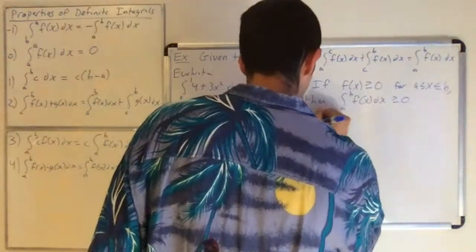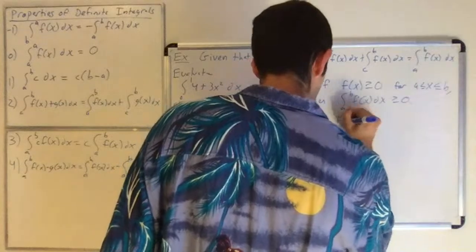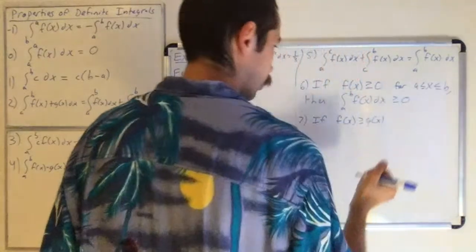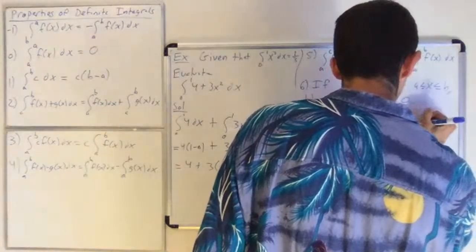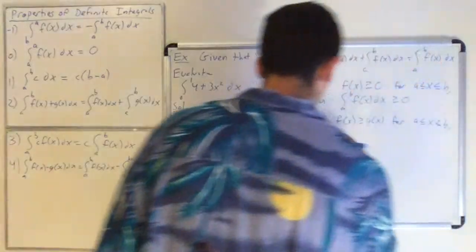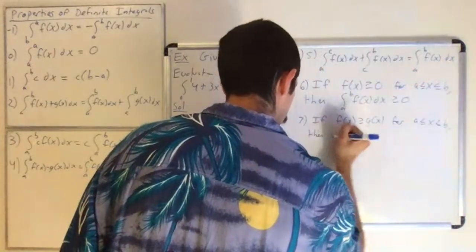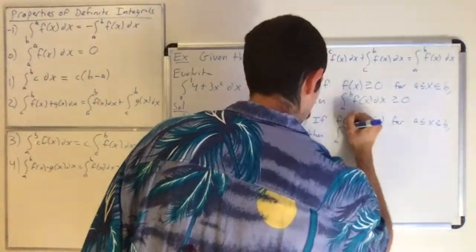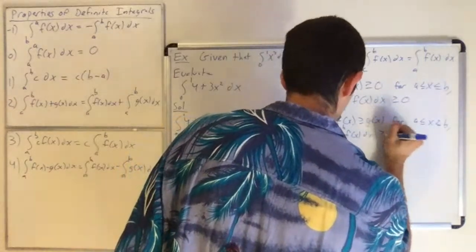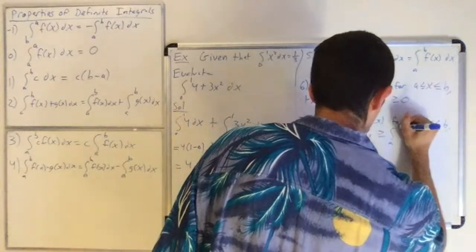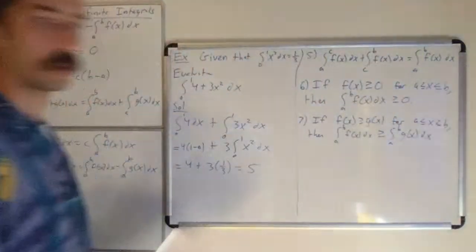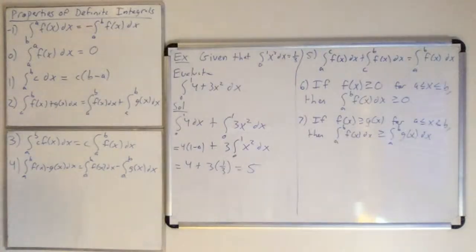Seven says if f of x is greater than or equal to g of x on this interval, then the integral from a to b of f of x dx is greater than or equal to the integral from a to b of g of x dx.